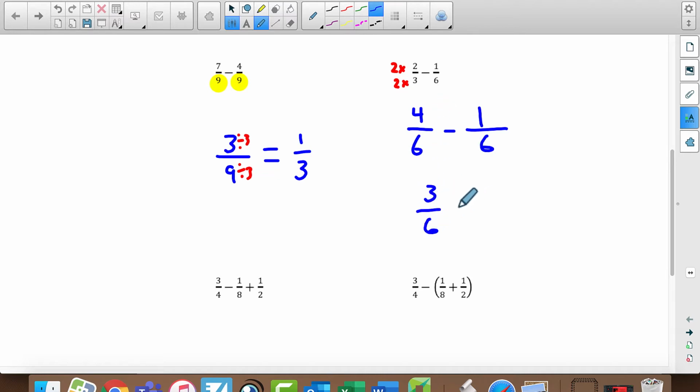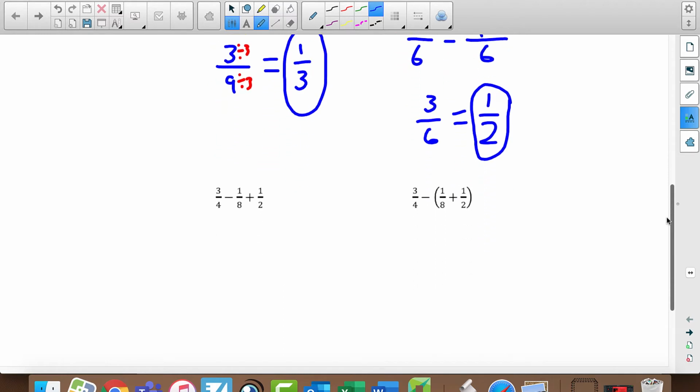Done. Whoa, another one I can put in lowest terms. What can I divide 3 and 6 by? Again, I can divide by 3. 3 divided by 3 is 1. 6 divided by 3 is 2. So there's our answer. Only answer acceptable here. If you put 3 over 9, you would not get full marks. Only answer acceptable here. If you put 3 over 6, you would not get full marks. We want them in lowest terms.